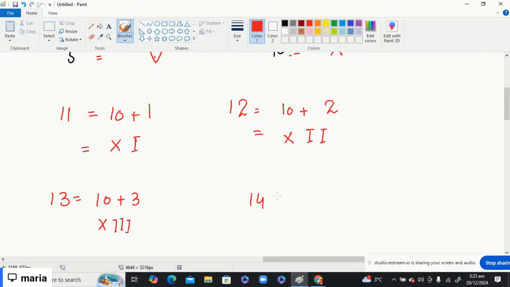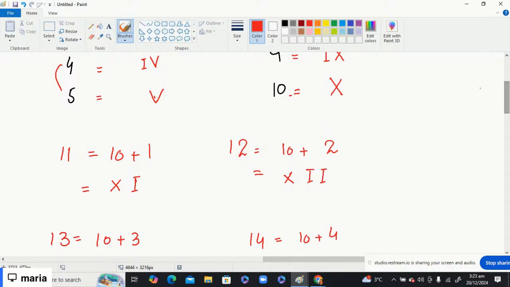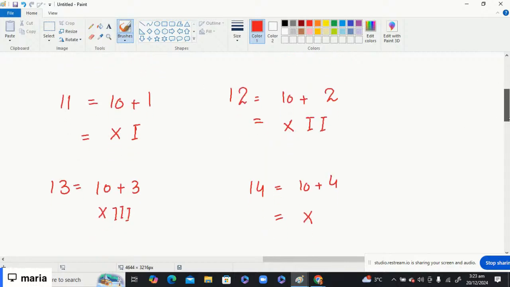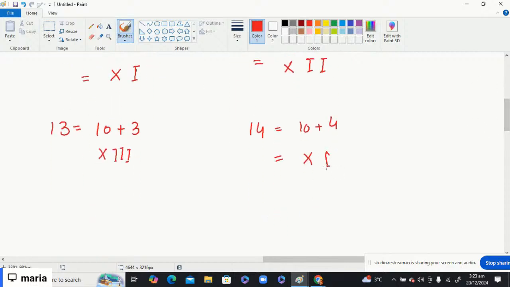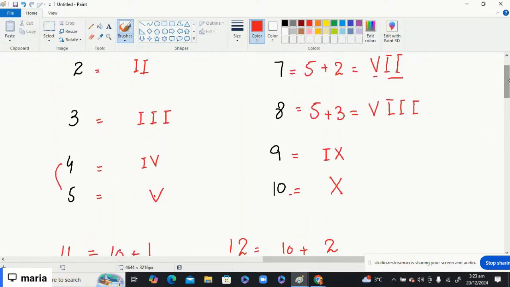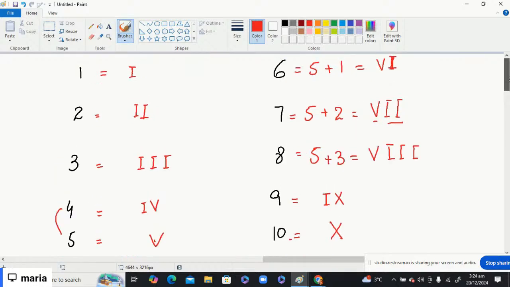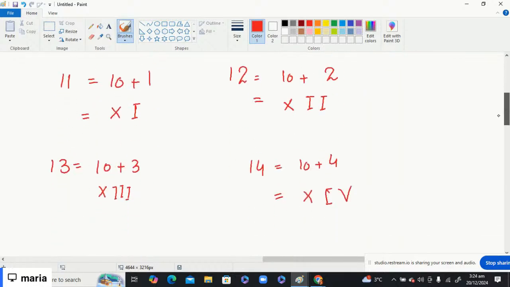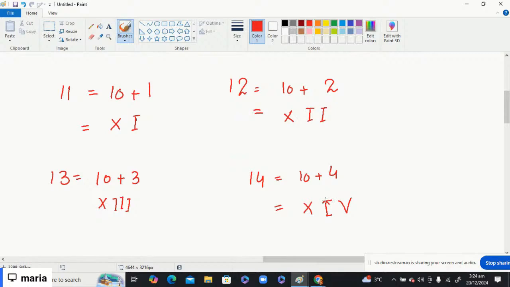For the 14, it's 10 plus 4. What is 10? That is X. And what is 4? That is I and V. That's why I'm saying, if you write down all the counting from 1 to 10 and remember it, then you are able to understand all the remaining. Okay, this is XIV.